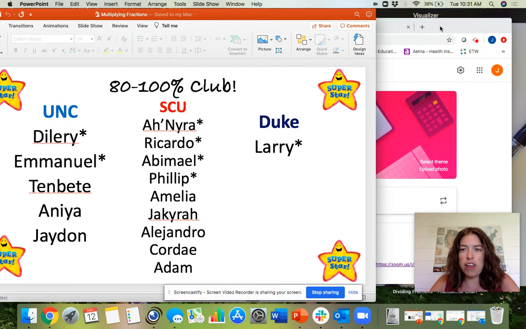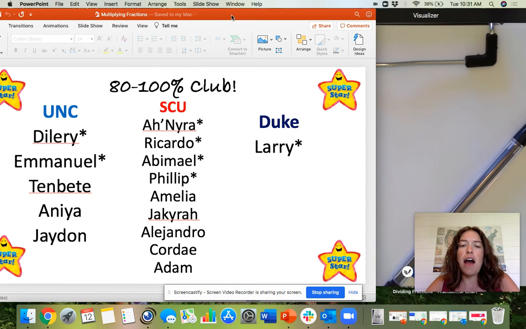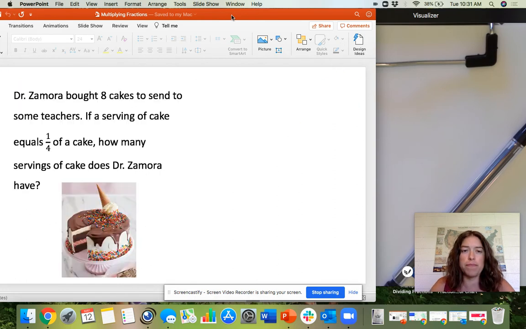Now, yesterday I did mention that we were really focused on drawing models to represent all of our problems. Today, we can always continue to draw models, but today we're also going to talk a little bit about the standard algorithm for dividing fractions. Some of you, I noticed in office hours yesterday, were already starting to notice what that standard algorithm might be. So I'm excited to talk a little bit today about how we can actually solve these without drawing a model.